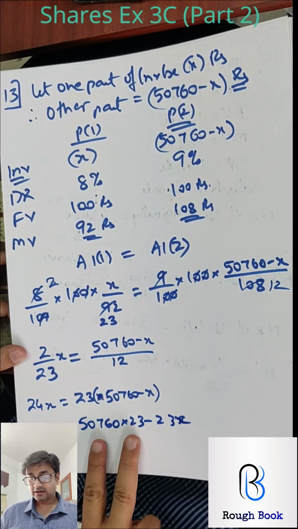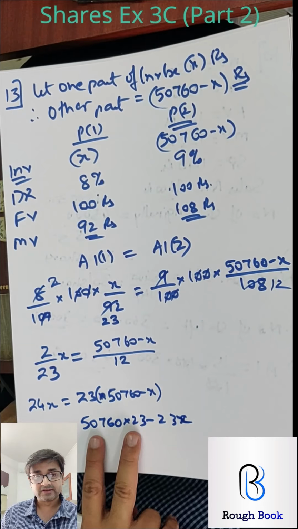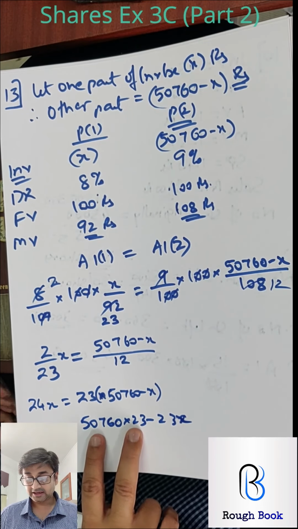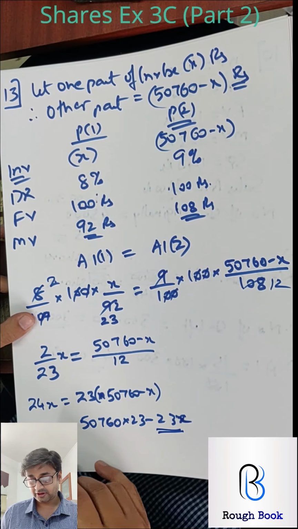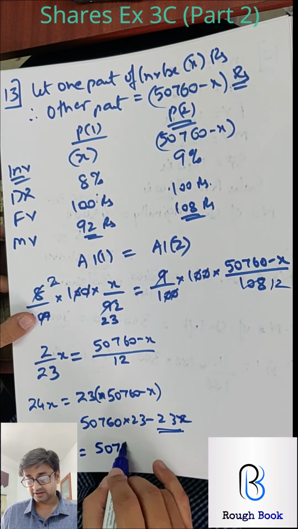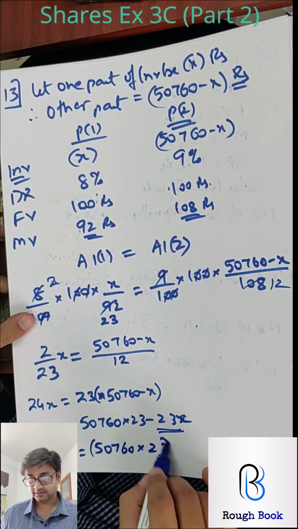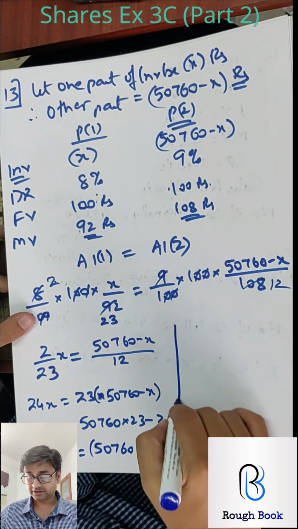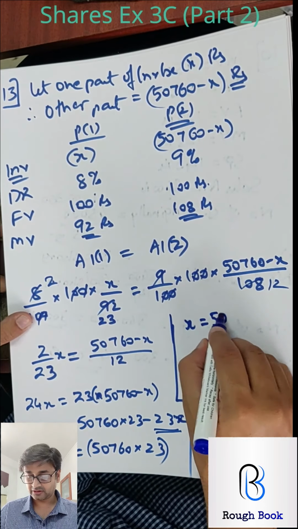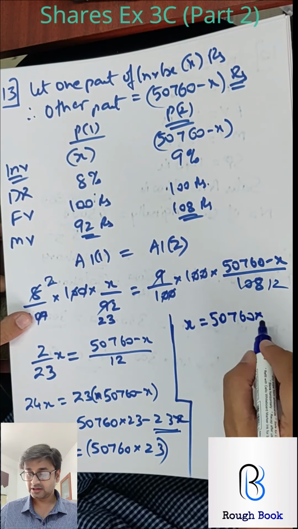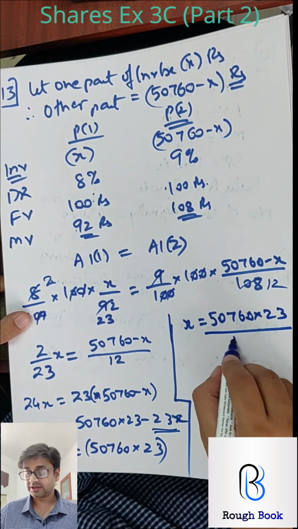Yeah, my recommendation would be don't multiply this. You will waste your time. I'll tell you how to tackle this. Don't worry. Right now this will come on this side, so it will become 47X equals 50,760 into 23. Send this 47 down. So X is equal to 50,760 into 23 upon 47.